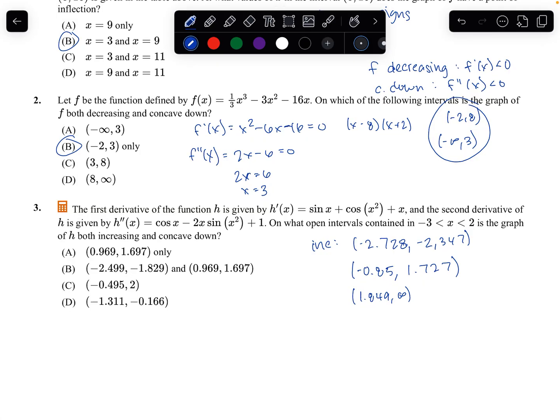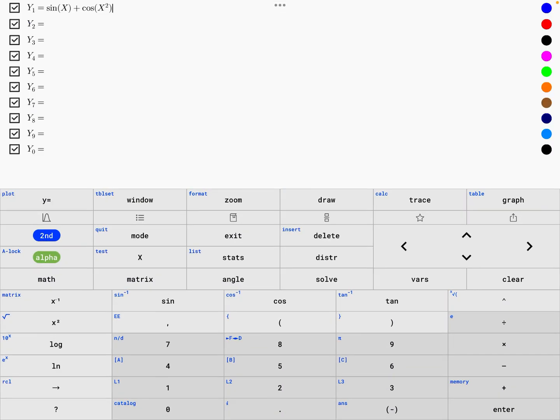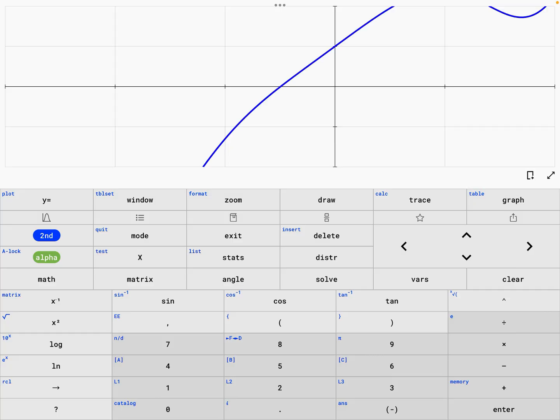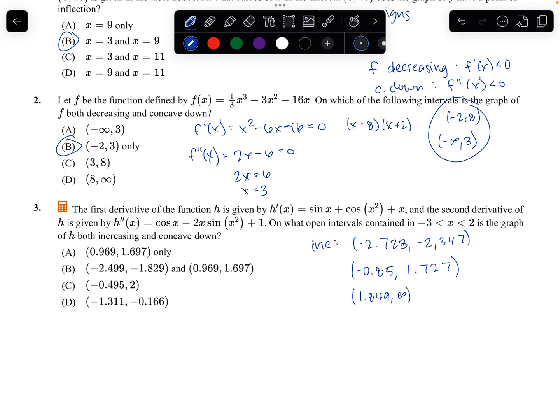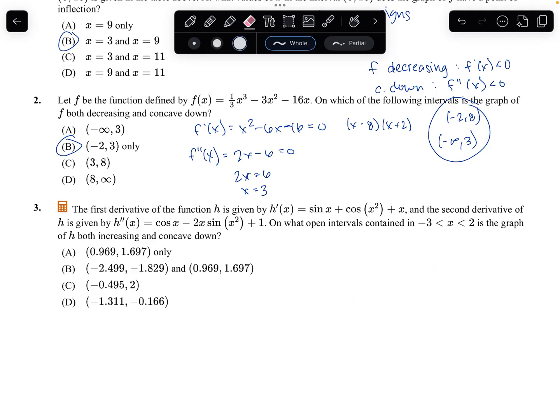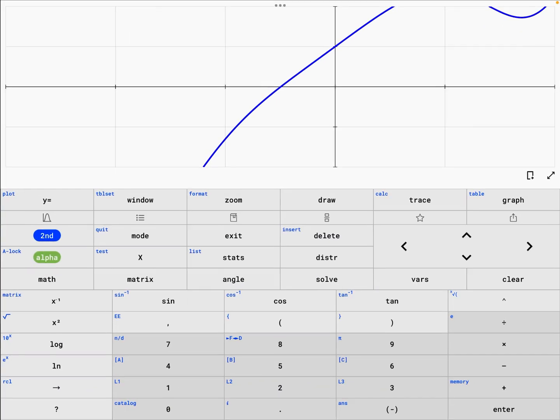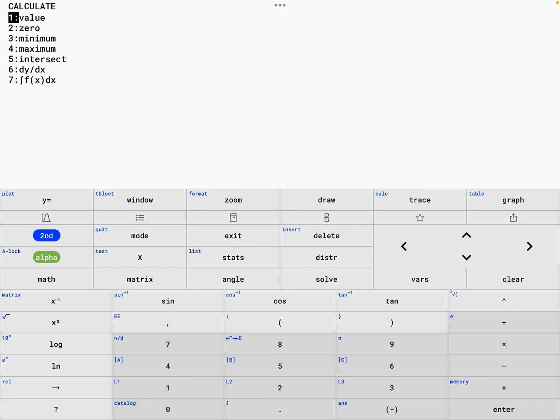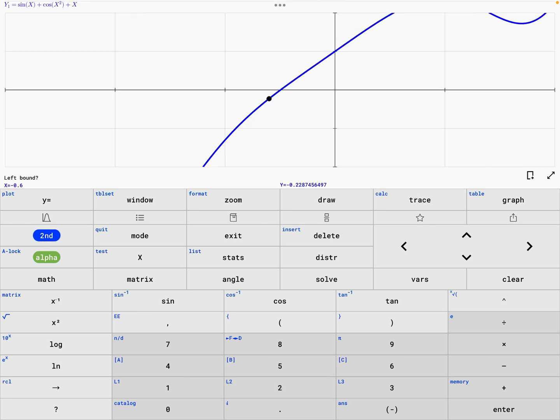Okay. Do I have everything typed in correctly? No. I forgot the plus x, dude. Are you kidding me? Oh, man. Where are you guys when I need you? Alright, so we only have one value of x. That's at -0.495.